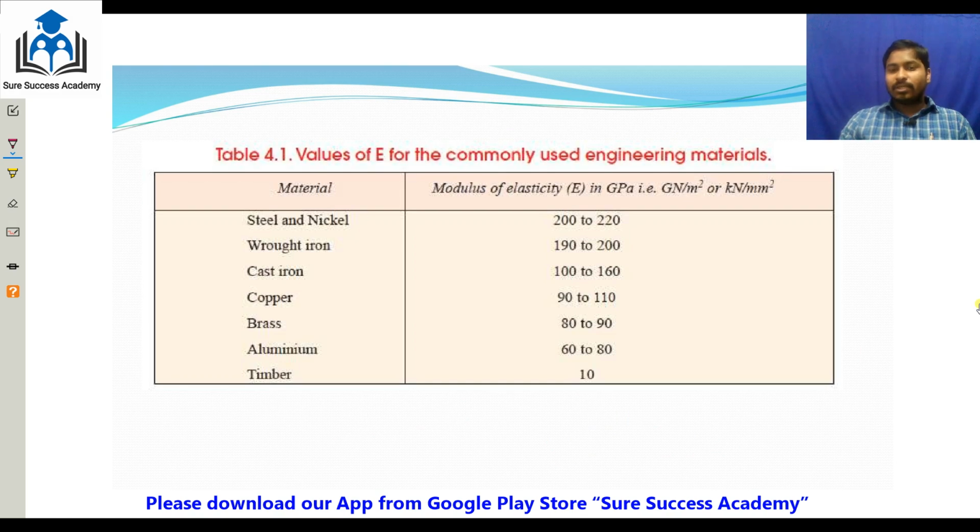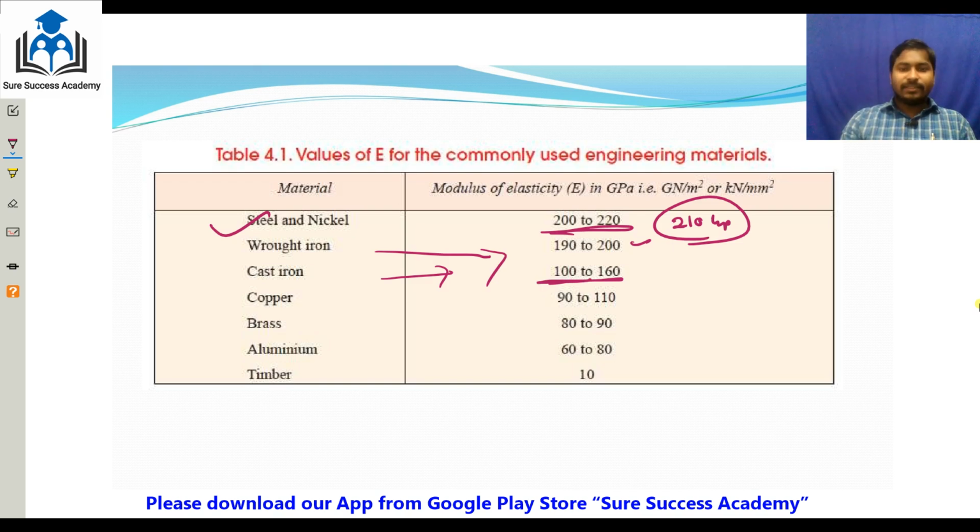So friends, Young's modulus is a constant for the materials. For steel it is around 200 to 220 GPa, and we use 210 GPa frequently. Wrought iron is 190 to 200, cast iron is 100 to 160, copper 90 to 110, brass 80 to 90, and aluminum 60 to 80, where you use 70 GPa frequently. Timber is 10. Just keep in mind that you use steel 200 and aluminum frequently.